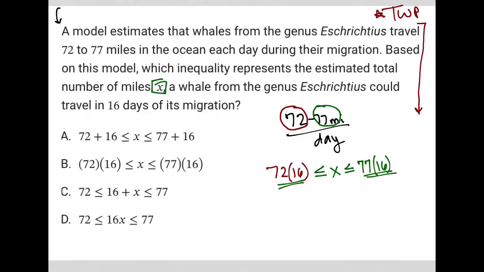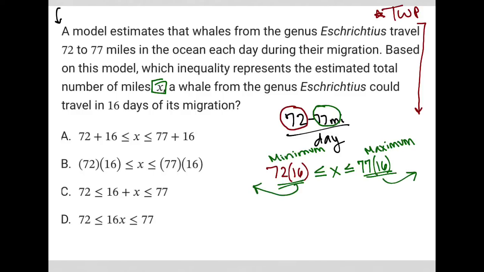It has to be, this is like our minimum, so X could be equal to it, but it could be greater than it as well. And this would be our maximum, where X could be equal to it, but it could also be less than it. X cannot be greater than this, and X cannot be less than this. So hopefully that makes sense.